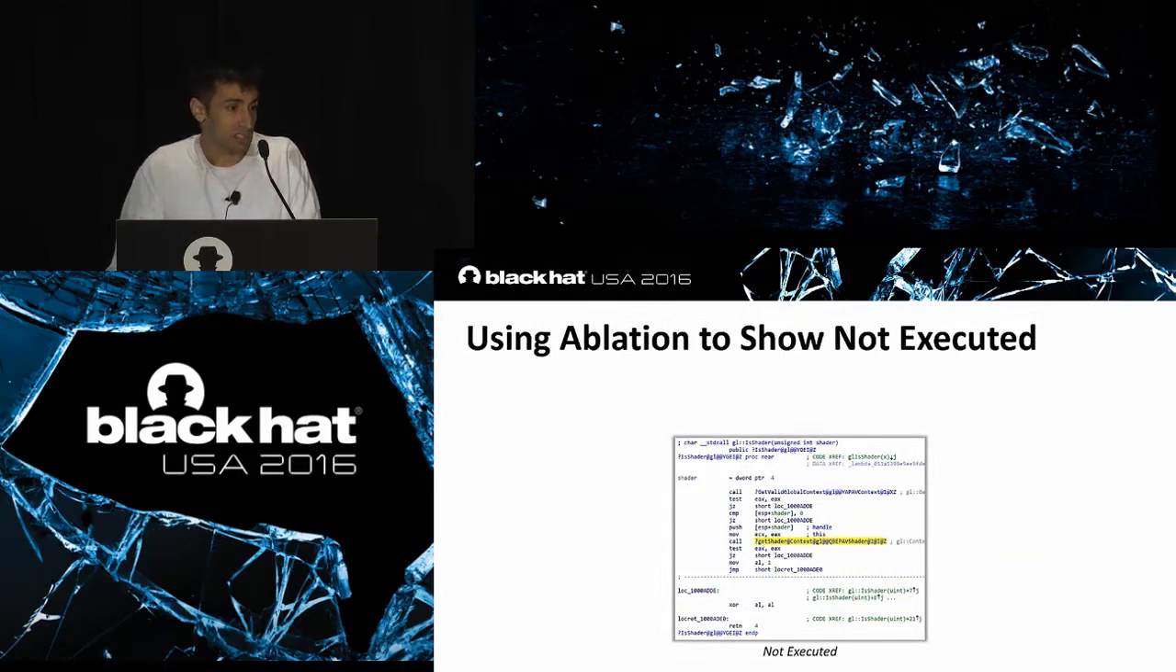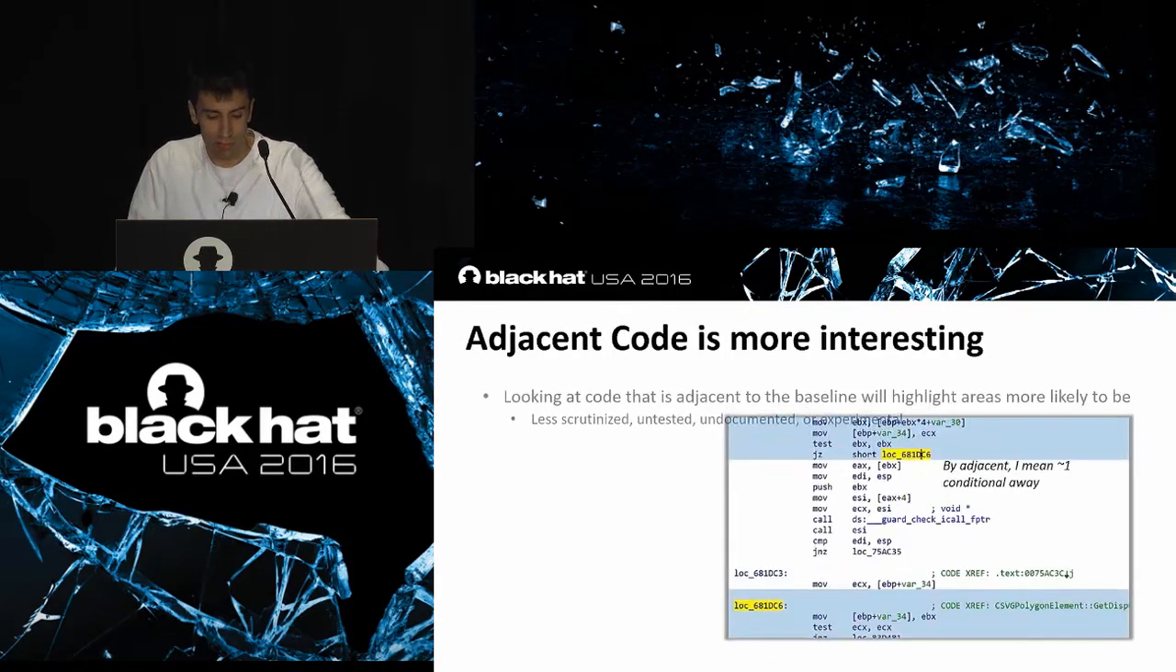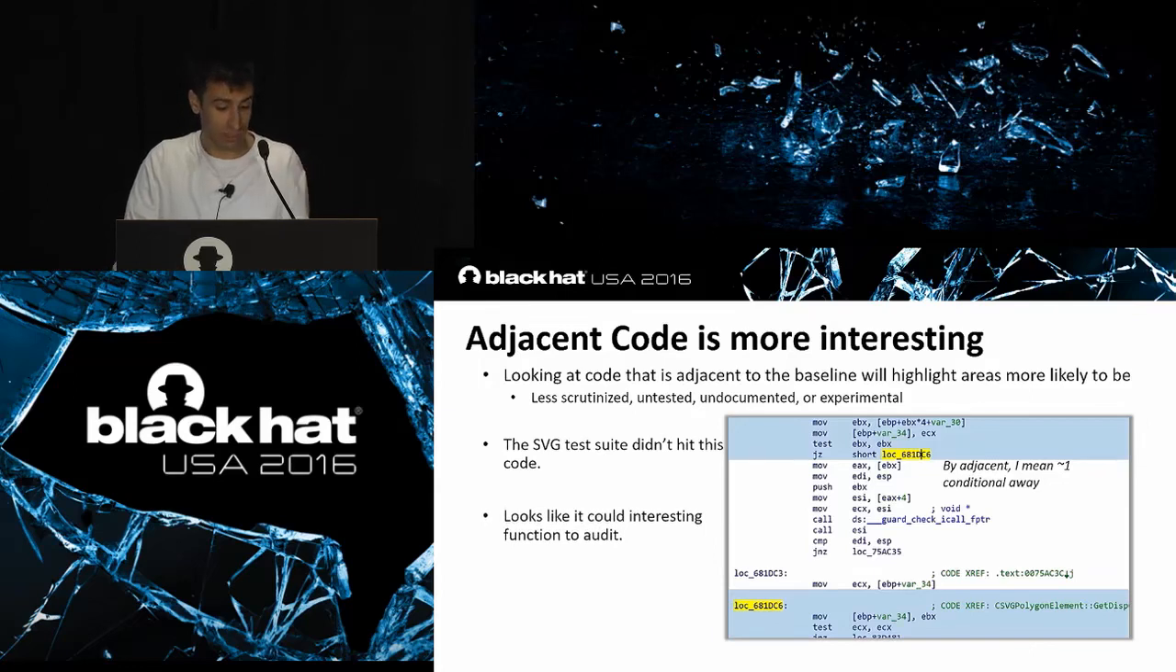But the most interesting stuff is the stuff that's not colored in. It's adjacent to the stuff that's colored in, especially adjacent to the fuzz samples. This code is not really tested out there. You got to it through some sort of mutation, but their entire test suite doesn't touch it. This code's going to be less scrutinized. Maybe it's untested, undocumented, or experimental. But the SVG test suite didn't hit it, which means they haven't been testing this code.